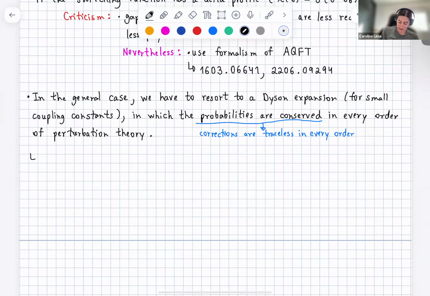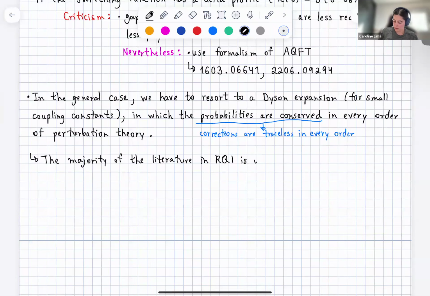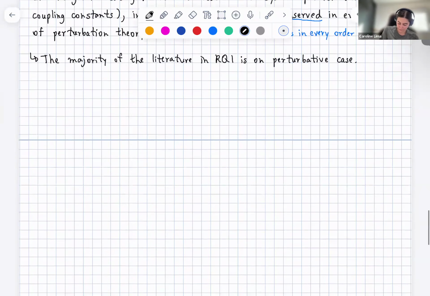And the majority of the literature in RQI uses this perturbative case. So let's see what the Dyson expansion is.